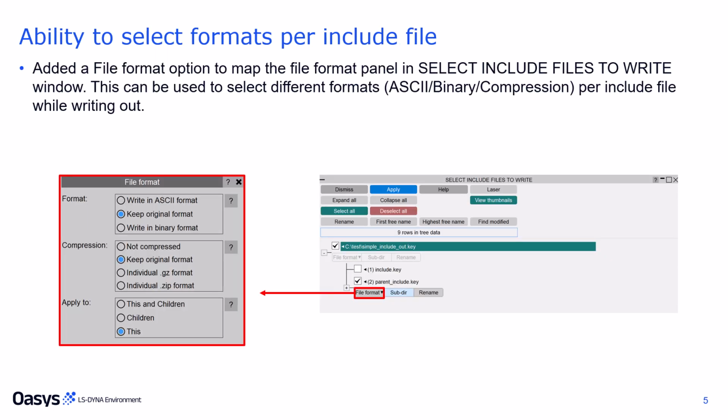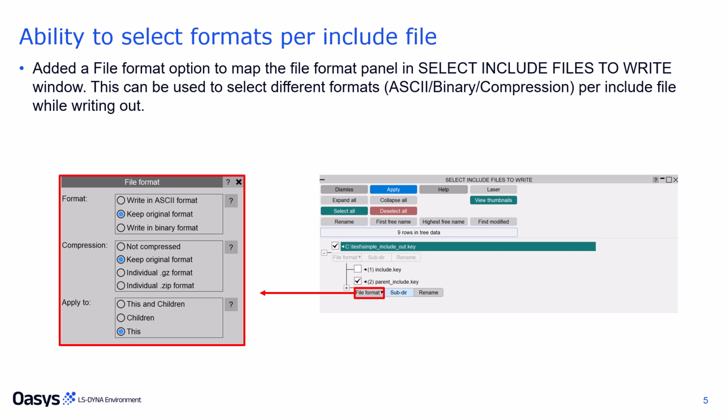The ability to select formats on a per include file basis. Compressed and binary formats have been available in Primer for some time. The default action when writing out these files is to keep their format. For example, an include file read in binary mode will also be written in binary mode. It's possible to change this behavior during keyword output via the options in the compression tab, but this will apply to the model as a whole, meaning that the format of all include files is changed.